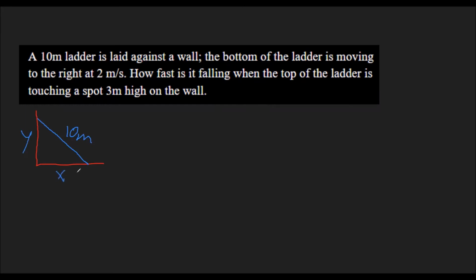Now, it's saying that it's sliding to the right at 2 meters per second. And it's also asking how fast it's falling when it's 3 meters high on the wall. So when this point is at 3 meters. So now we're going to set up a FIGWE organizer.